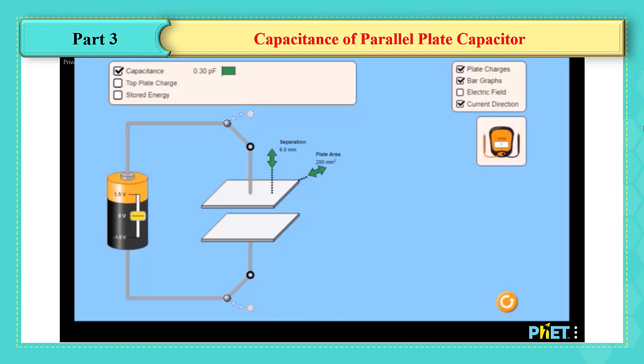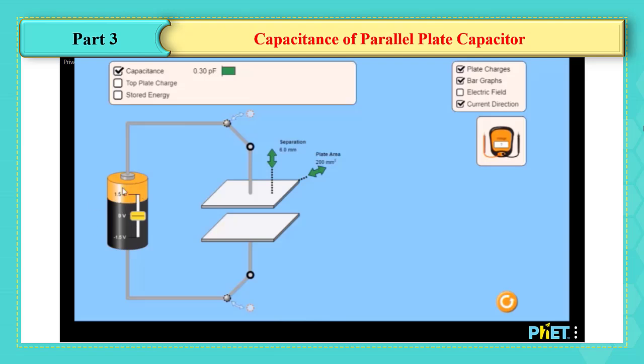In this animation, we are going to see what are the factors that affect the capacitance in the case of a parallel plate capacitor. What do we mean by a parallel plate capacitor? A parallel plate capacitor is made up of two parallel plates which are separated by an insulator. In this case, the insulator is the air.